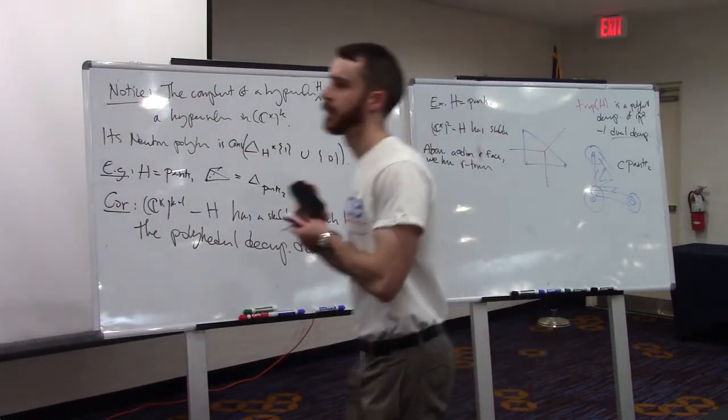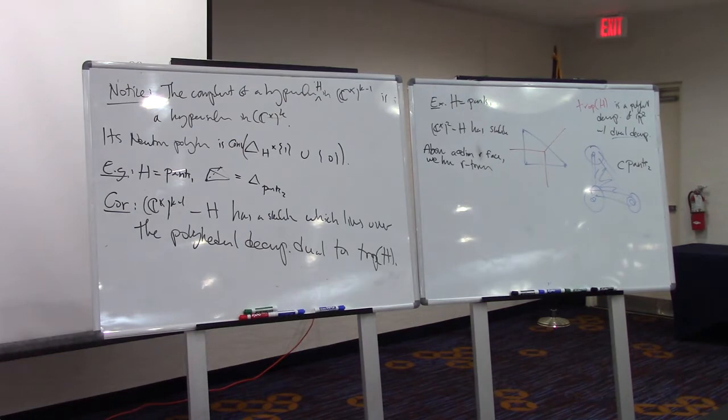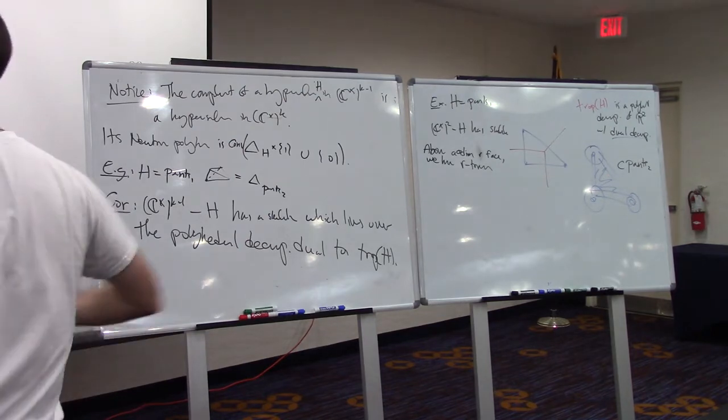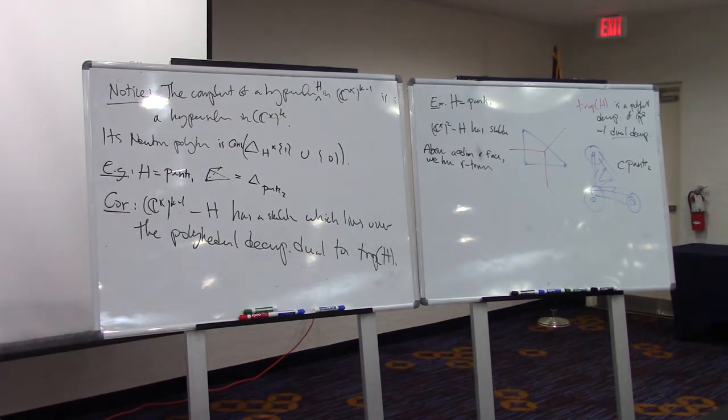So now I can say what the mirror to a general large complex structure limit is.